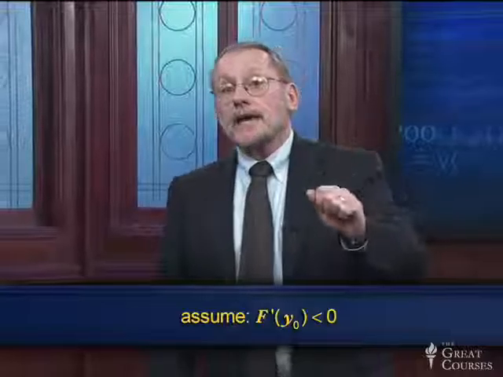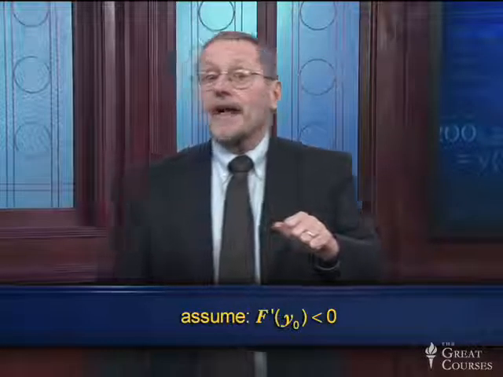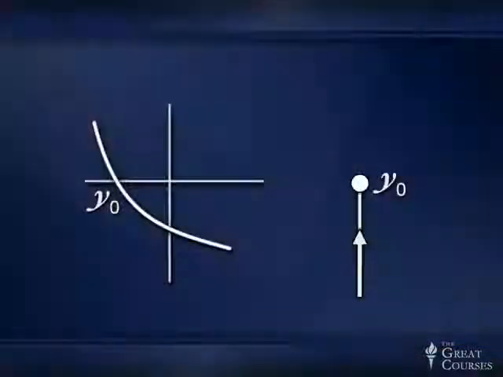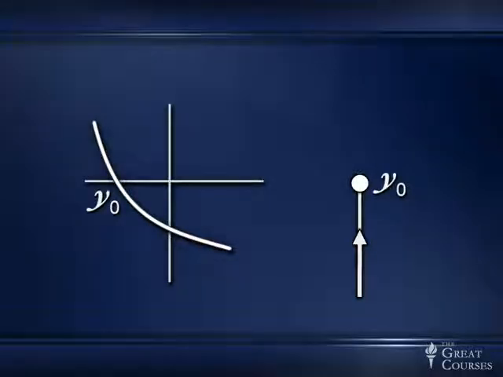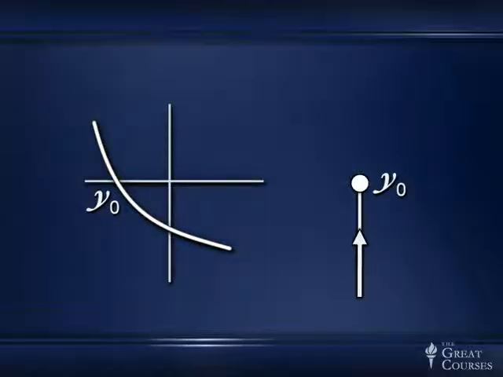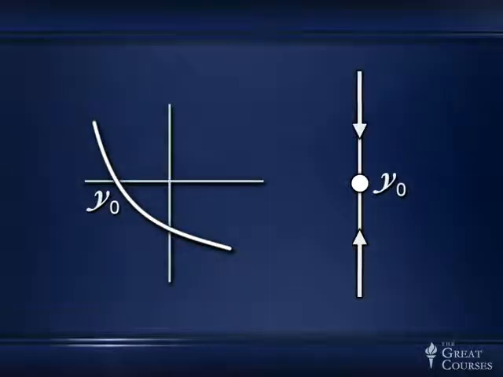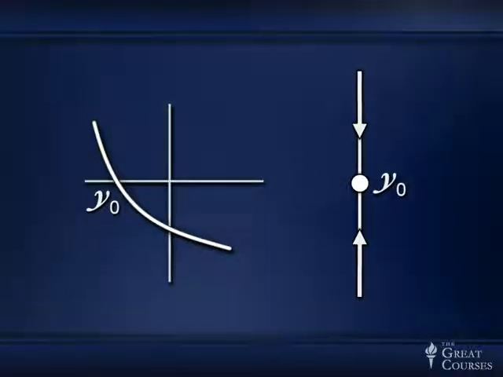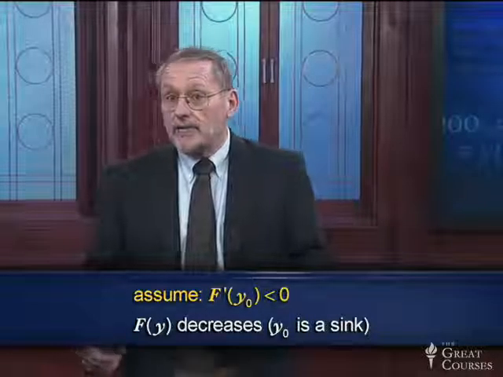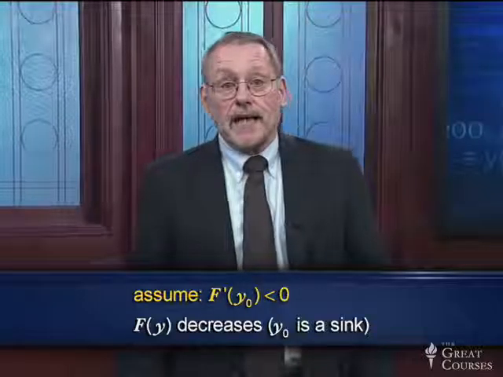And now the exact opposite is true. What happens if the derivative at y0 is negative? Then that says that f of y decreases through y0. So below y0, f of y is positive. That means the slopes are positive. Solutions are coming in to y0 from below y0. And similarly, above y0, now f of y is negative, so solutions are decreasing toward y0. That says that if the derivative at y0 is negative, then y0 is a sink.